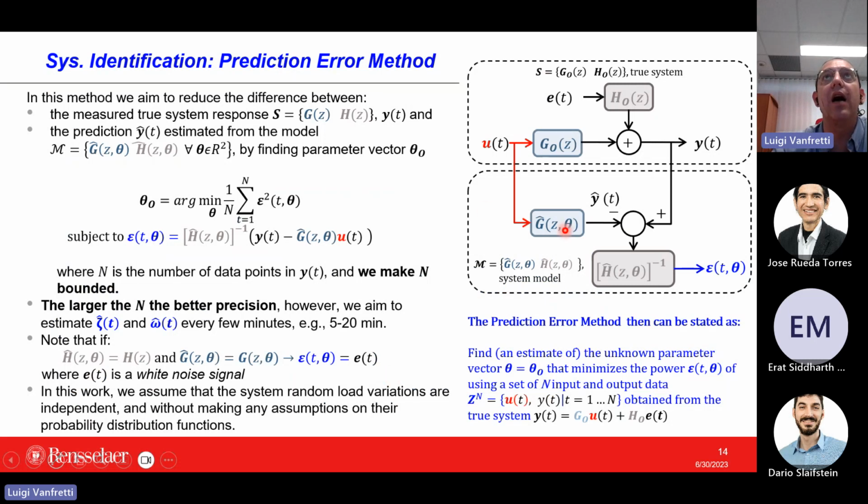So, in sum, the prediction error method is stated as: find the estimate of the unknown parameter vector theta, that is, the coefficients of the numerator and denominator, which will give you a good G hat that minimizes this epsilon. Of course, you can never get this to be equal, but you will minimize it using a set of n input data. So this is a finite amount of data of this form. So you have U and Y obtained from the true system response. Okay, so that's the summary.